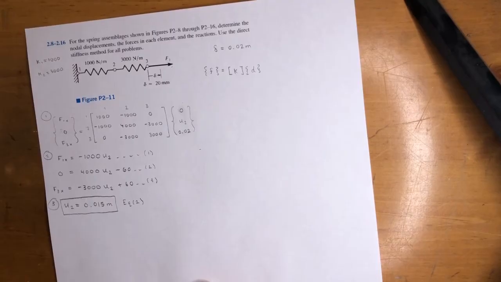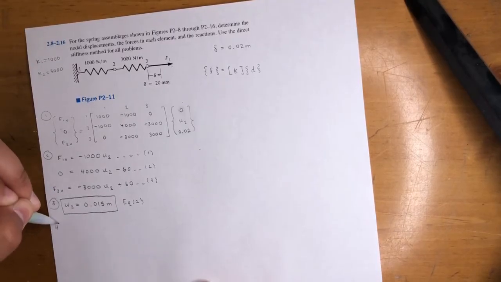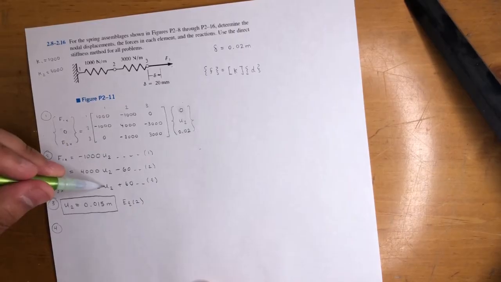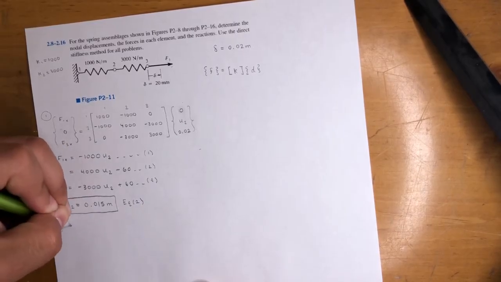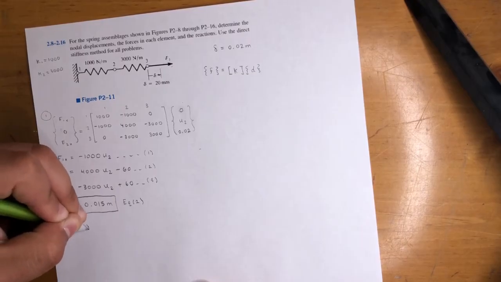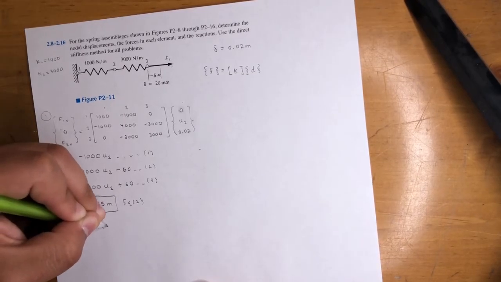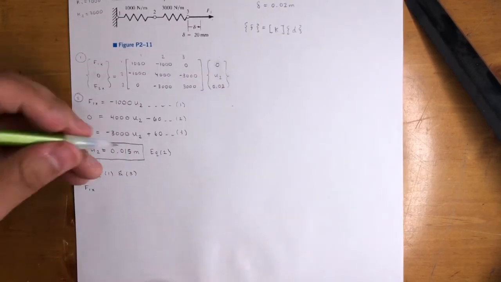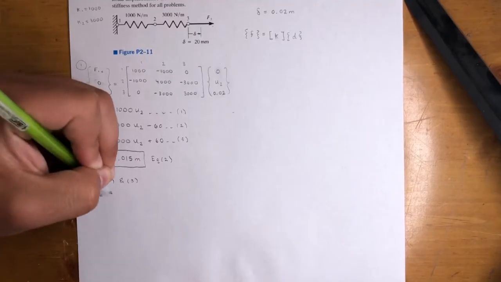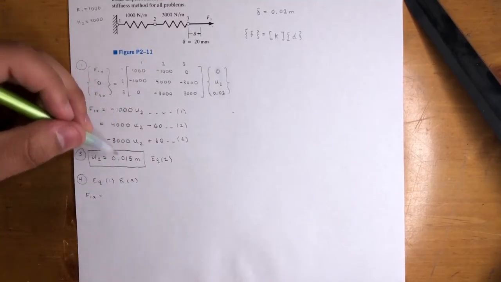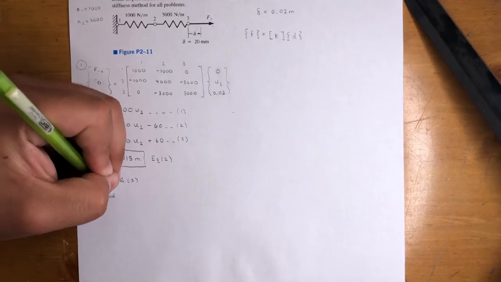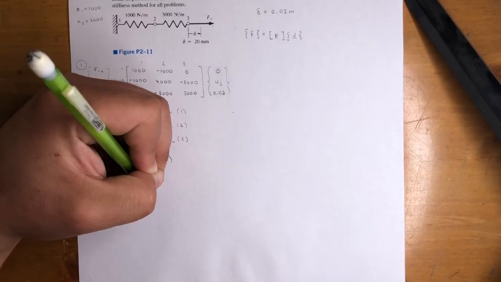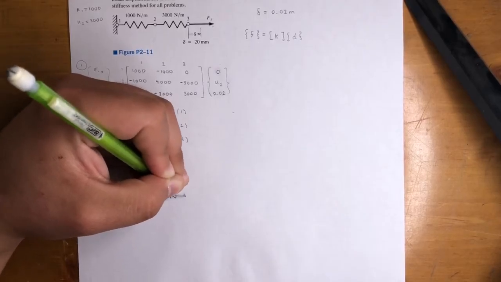From equation 2. Step 4. Now that we have U2, we could find F1x, right? Just plug in U2 and F3x. So if you do that, let's do equation 1 and 3. So you'll get F1x is equal to, plug in negative 1,000 times this, that is negative 15 newtons going this way, or it's 15 newtons going this way.